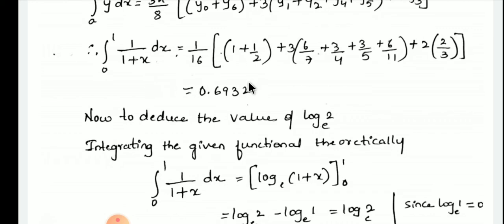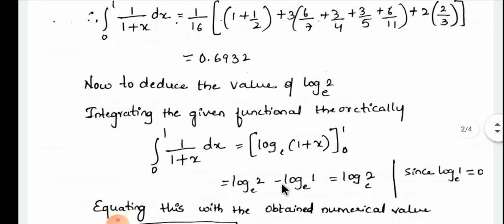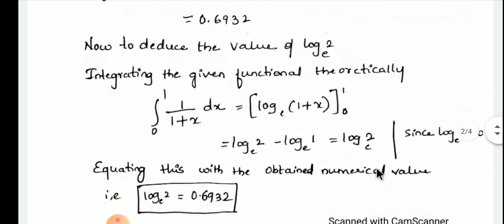This is the answer we got by the numerical approximation method. Now we'll calculate the actual value. They told you to reduce the value of log 2, log to the base e 2. If I integrate the given equation, it is equal to log of 1 plus x, the upper limit is 1 and the lower limit is 0. Therefore, log of 1 plus 1 is log 2, minus log 1. Then I'll get log 2 only, because upper limit minus lower limit, and log 1 is 0.